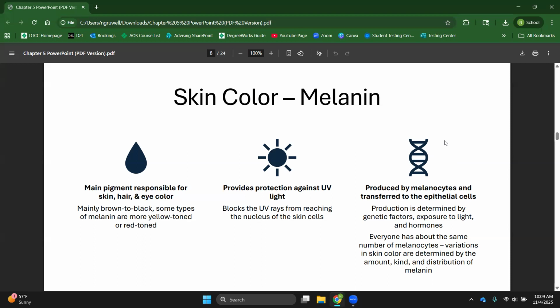It may be interesting to know that everybody has about the same number of melanocytes, but our variations in skin color are determined by how active our melanocytes are and what variation we have in our melanocytes. Is it more of a brown black? Is it more of the yellow? Is it more of the red? In people with a darker complexion, their melanocytes produce more melanin. So it's not that they have more melanocytes, those melanocytes are just more active.